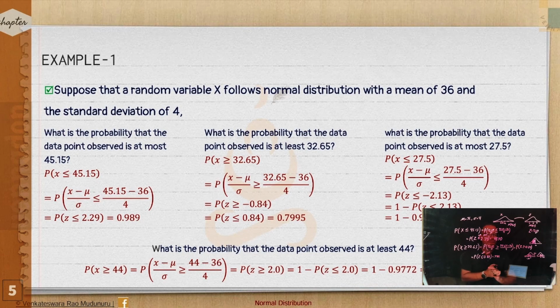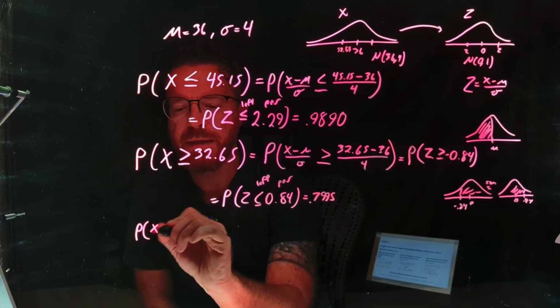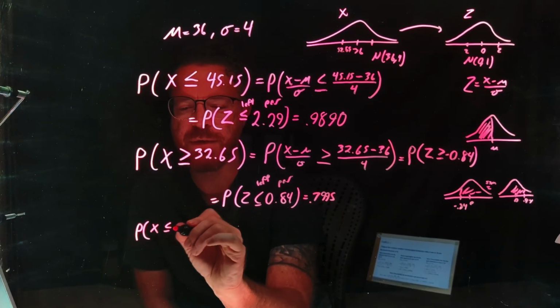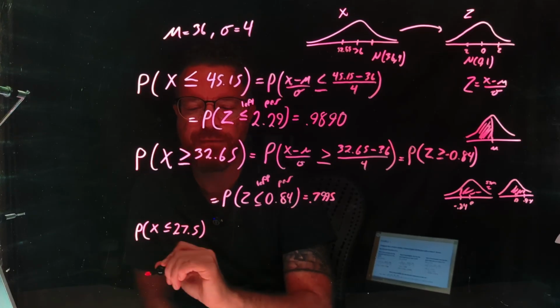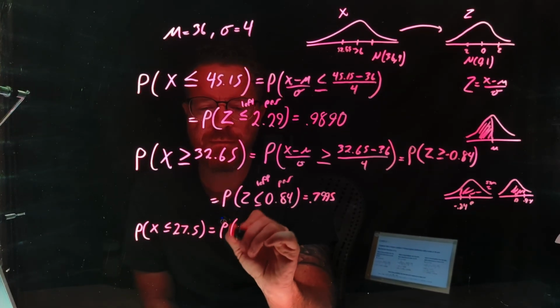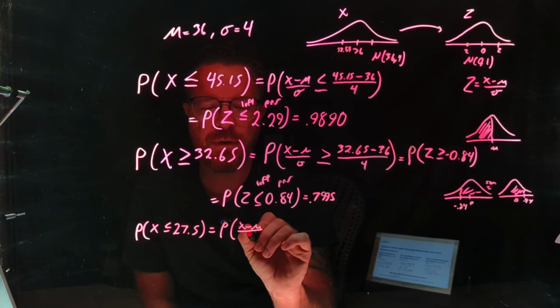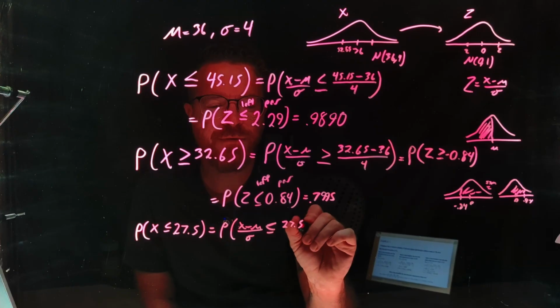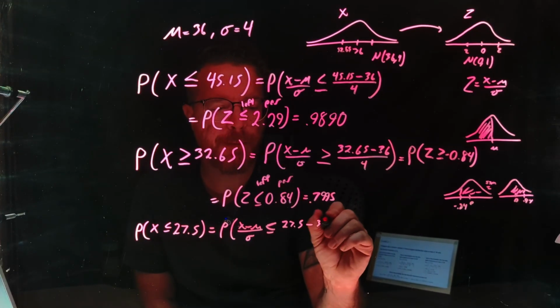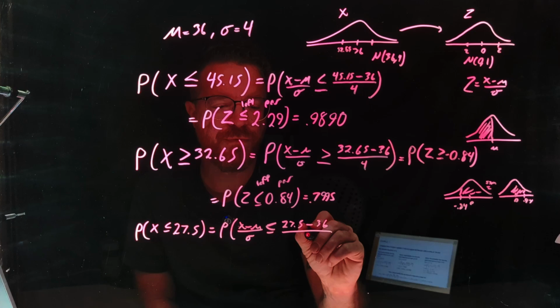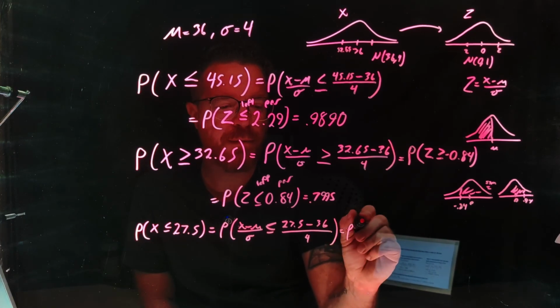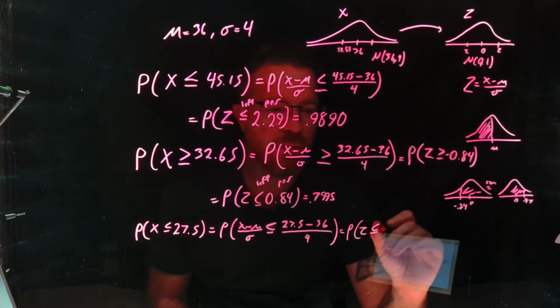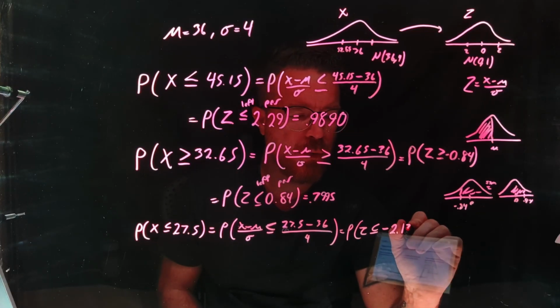The next problem asks, what is the probability the data point observed is at most 27.5? So at most 27.5, so again, we do probability that x is at most, which means less than or equal to 27.5. We do our z transformation, probability x minus mu over sigma, sign stays the same, is going to be 27.5 minus my mu of 36, divided by my sigma of 4, and this is going to give me the probability that z is less than or equal to negative 2.13.